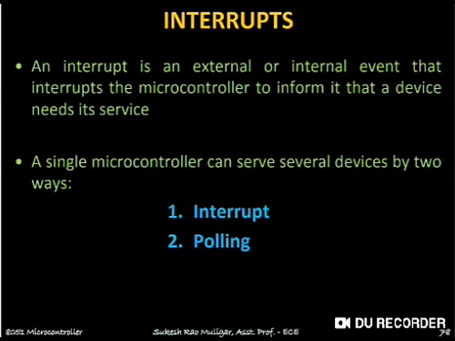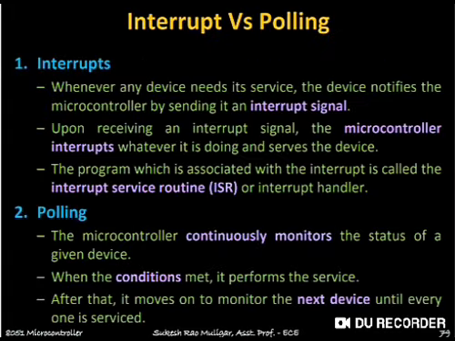Now, apart from the interrupts, there are two methods used in interfacing. One is interrupt, another is polling. Polling is a method used to monitor the IO requirements or the IO signals one after another serially in a time schedule, whereas interrupt is not time scheduled. So, the difference between interrupt and polling.